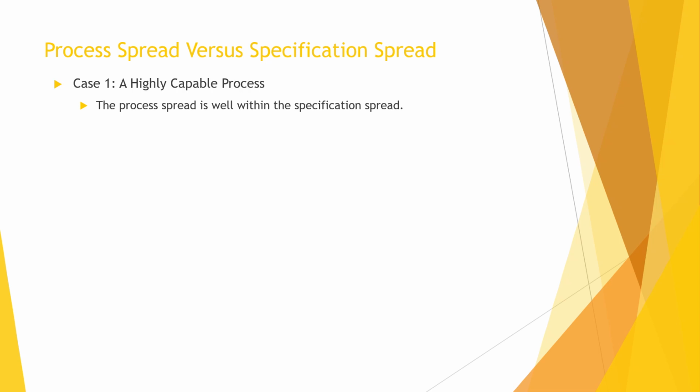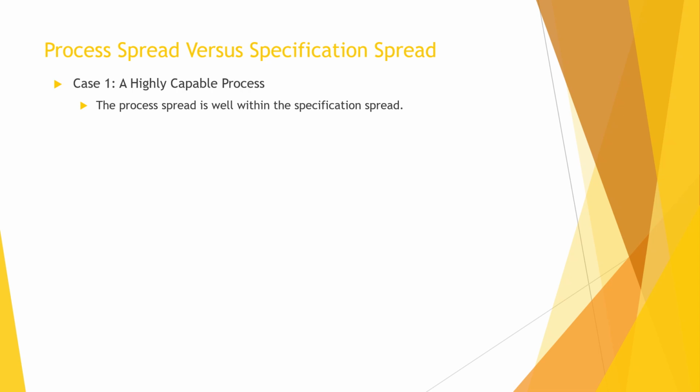Process spread versus specification spread. Since the process limits extend from -3 standard deviation to +3 standard deviation, the total spread amounts to about 6 standard deviations total variation. If we compare process spread with specification spread, we typically have one of 3 situations. Case 1 is a highly capable process. The process spread is within the specification spread.